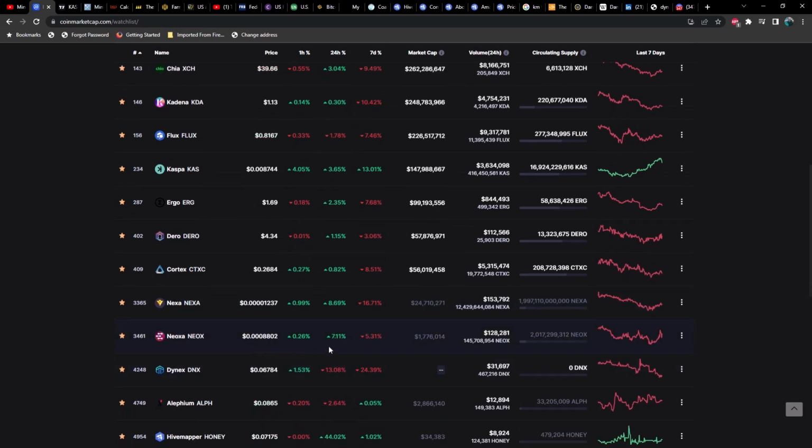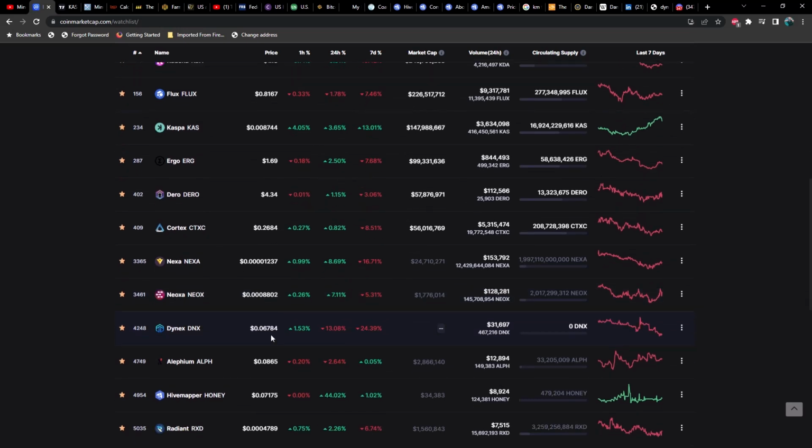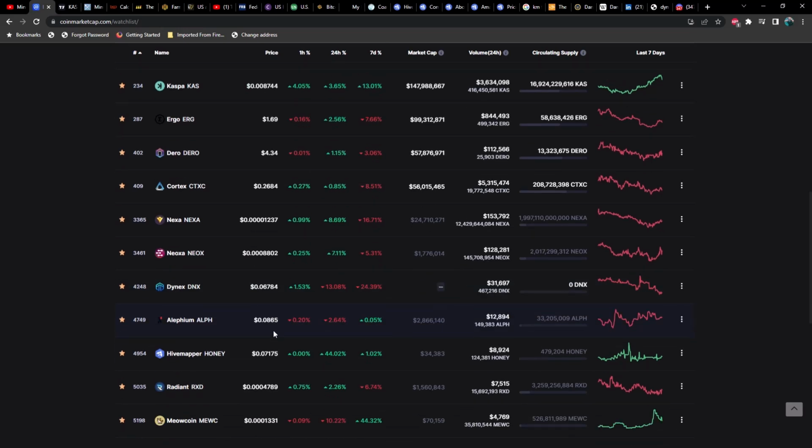Then we've got Neoxa up about 7% over the last 24 hours, sitting at 0.0008802. Dynex is struggling, down about 13% over the last 24 hours and down about 25% over the last 7 days, currently sitting at 6.7 cents. And then we've got Alephium is pretty much sideways over the last week, sitting at about 8.5 cents. Hivemapper, or Honey, which we're going to talk about here shortly, is currently up 44% over the last 24 hours, currently sitting at 7 cents.